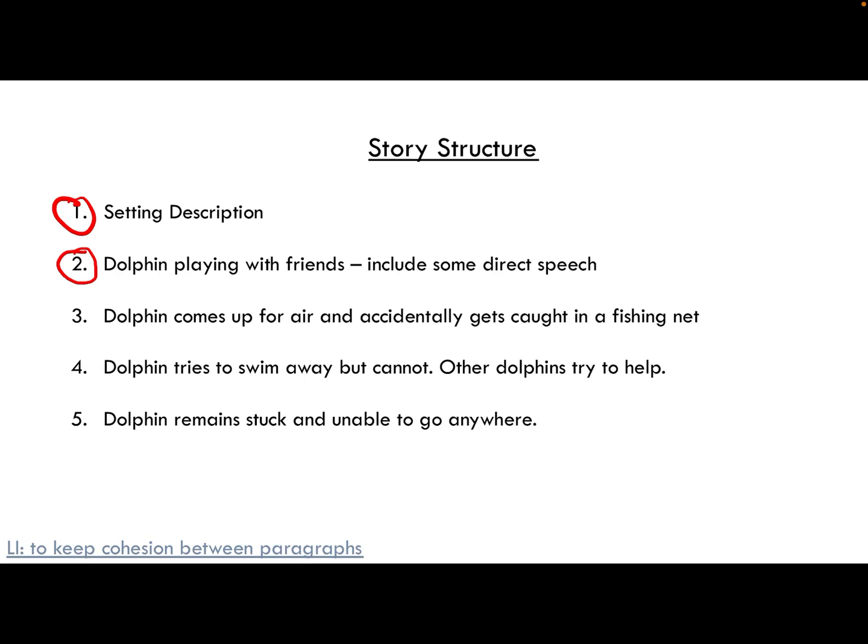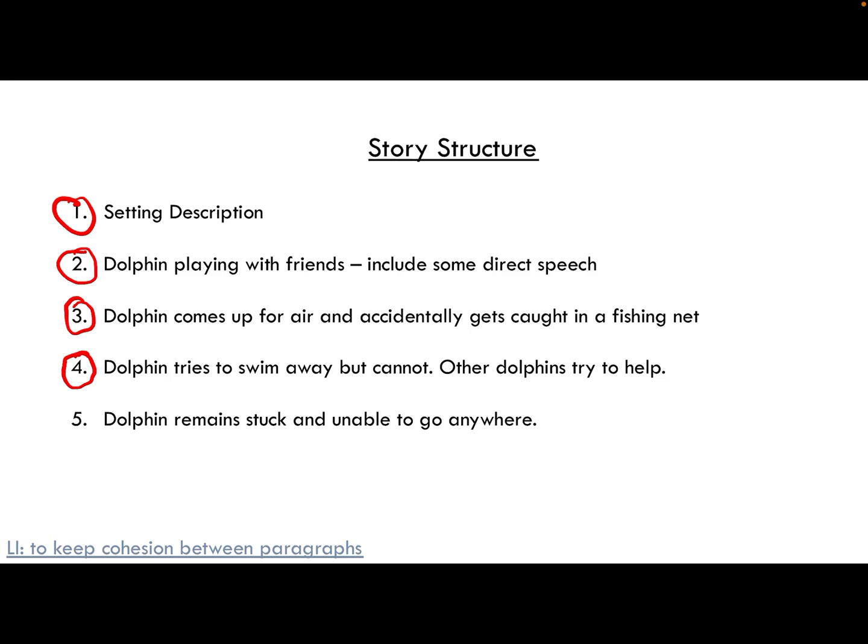And we'll be describing them, and then we might talk about their friends, depending on if they're an important part of the story. We might describe them a little bit, but we're not going to focus as much on them. And in here, we're going to include some direct speech. Number 3, we're going to have the dolphin coming up for air and accidentally getting caught in a fishing net. That's going to be our problem.